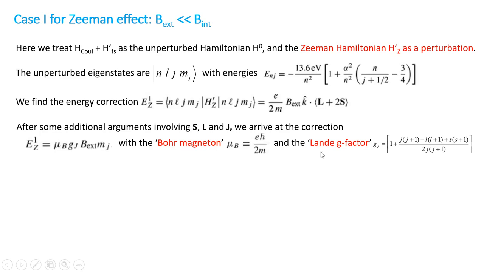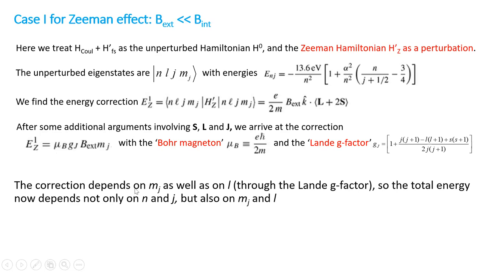And then this g_J comes from these arguments involving S, L, and J. This is the so-called Landé g factor, where it combines the J, L, and S quantum numbers in this way: one plus J(J+1) minus L(L+1) plus S(S+1) over 2J(J+1). So it's proportional to the Bohr magneton, to the Landé g factor, and to the external field, which makes sense. The bigger the external field, the bigger the energy correction. And also to m_J, because it couples to the z component of the total angular momentum, since the field is in the z direction, the k-hat direction.